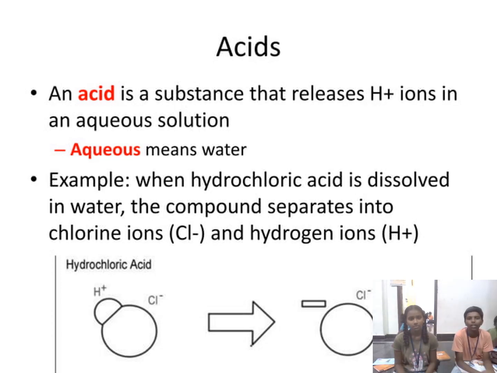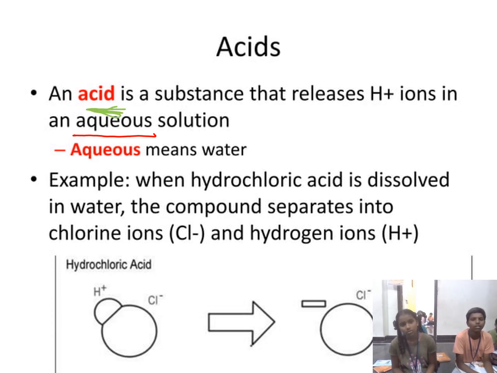Right. Next, coming to acid. An acid is a substance that releases H plus ions in an aqueous solution. Aqueous means water. What does an acid do in an aqueous solution? It will release the H plus ions. Acid is a substance that releases H plus ions in the aqueous solution, right?